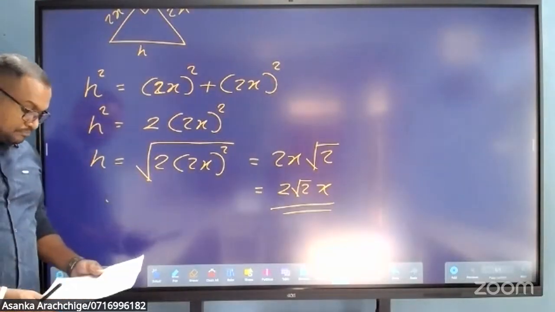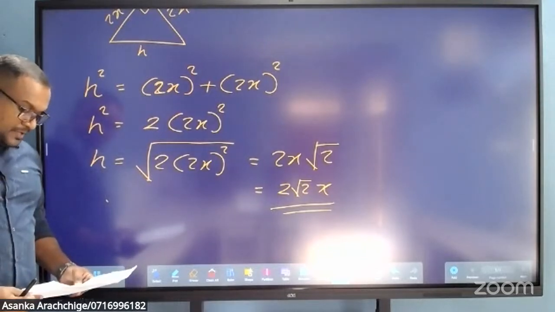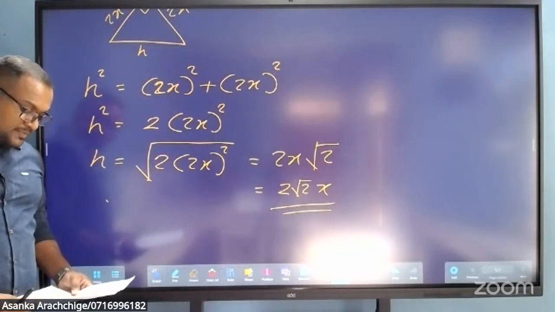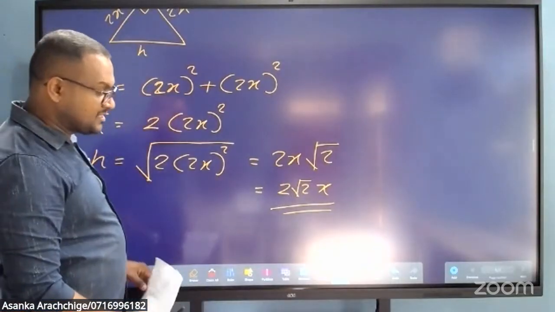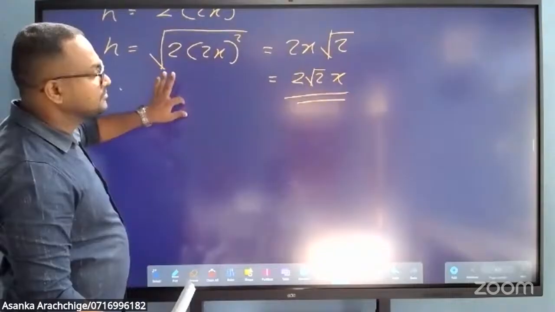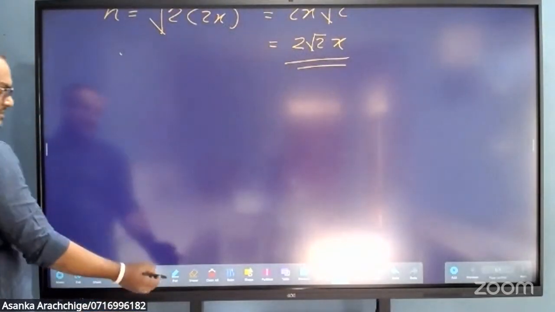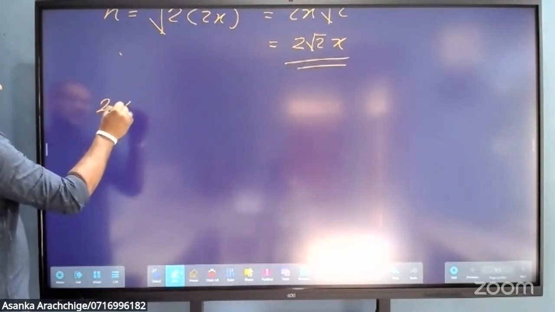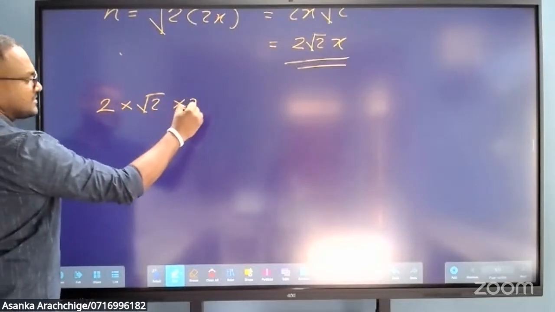Then show that the length of the longest side is greater than 28 centimeters. මේ length එක 28 centimeters ට වඩා වැඩි බව පෙන්වන්න. 2 times square root of 2 times x.